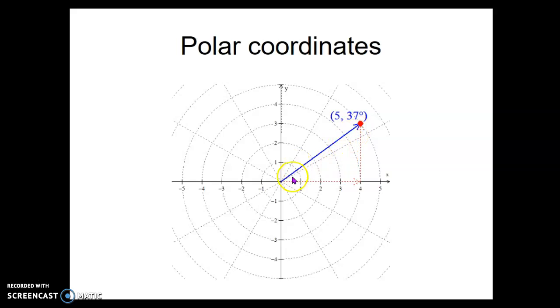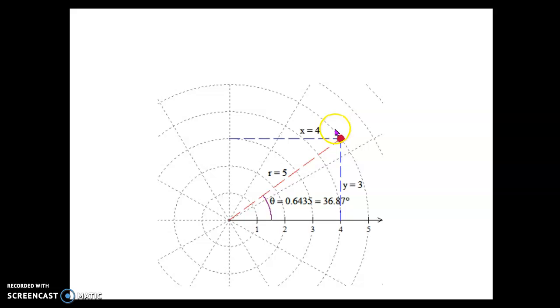So I could say this point is, you start at the origin or the pole and you go 5 units at an angle of about 37 degrees. You end up getting the same place as if you just went 4 spaces across and 3 spaces up, but it's a different way of specifying where that is. So every point can be addressed either with the x and the y, the rectangular coordinates, or with the r and the theta, the polar coordinates.